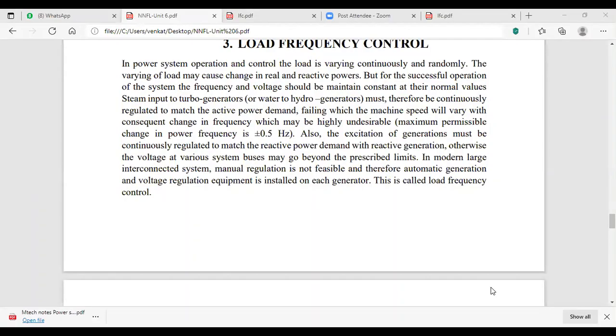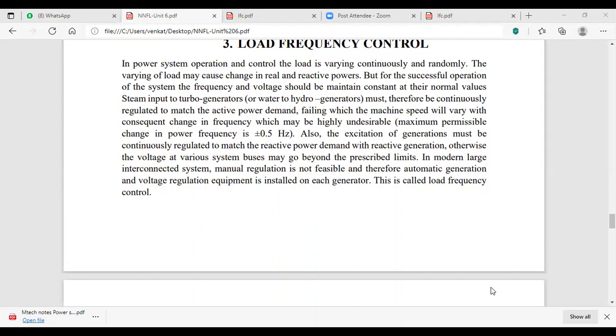Always, in power system operation and control, the load is varying continuously and randomly. So the varying load will change your real and reactive powers. So for the maintenance of constant voltage and constant frequency, you require your power system to be always monitored.